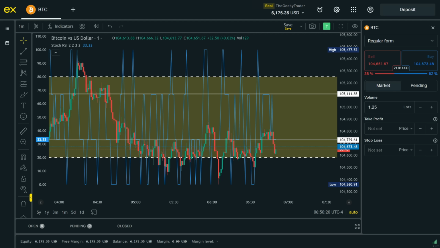All right, just like I mentioned earlier, the key to this strategy is simple. Always take trades within the yellow zone and be patient for price confirmation before entering. Now let me walk you through a live example of how I applied this.